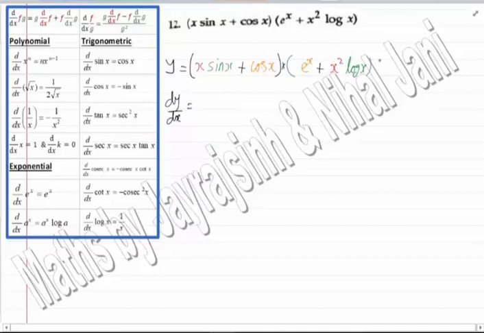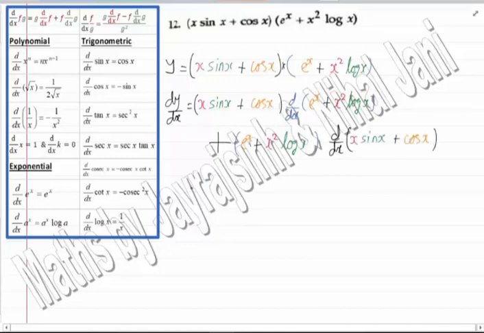We have two brackets in multiplication, so we have to apply multiplication rule. We know that in multiplication rule, our first bracket remains as it is. First of all, we are differentiating our second bracket, and then plus our second bracket remains as it is. We have to differentiate the first bracket. Phew! Okay, the multiplication rule is applied.